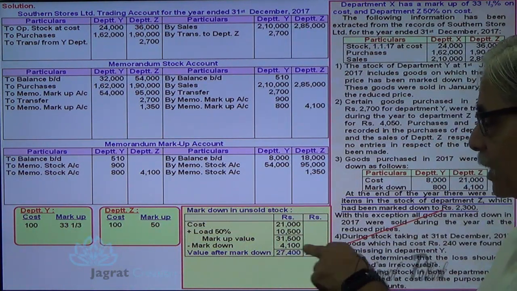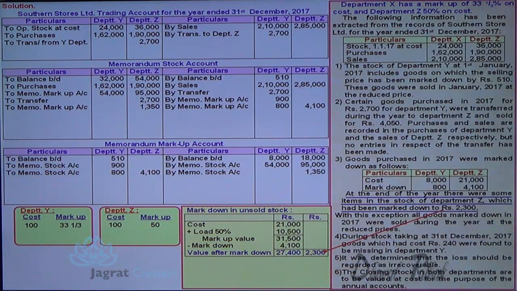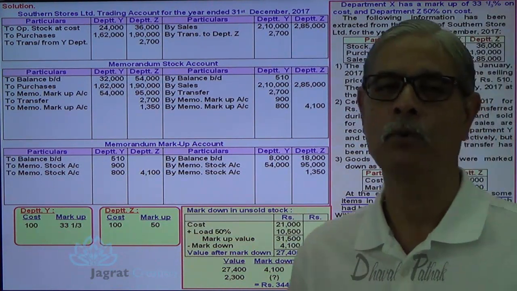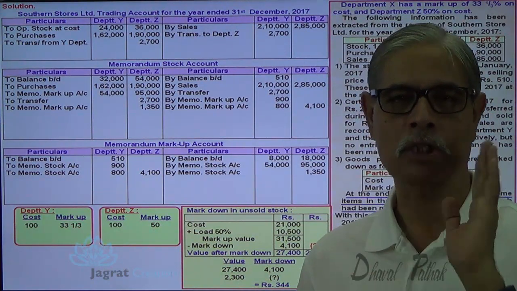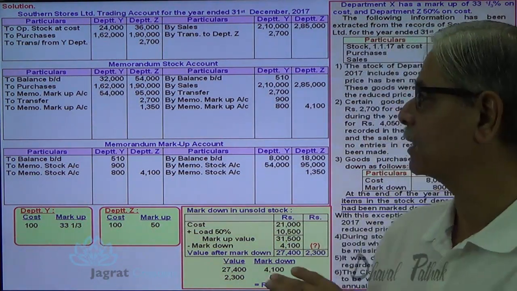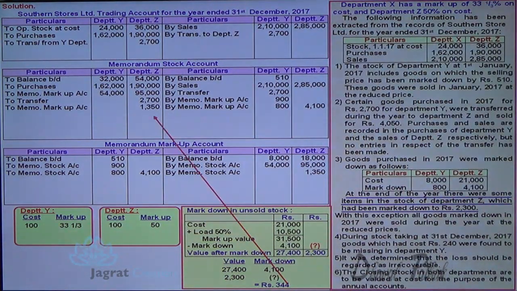Now 27,400 and this 2,300 is at par value. Now I want to find out the markdown element in this 2,300. So in 27,400, the markdown was 4,100. What was the markdown in 2,300? So this was the markdown in this 2,300, 344. Now if you want to value stock at cost or cost plus 50% in case of markup stock account, this markdown of 344 is to be reversed.